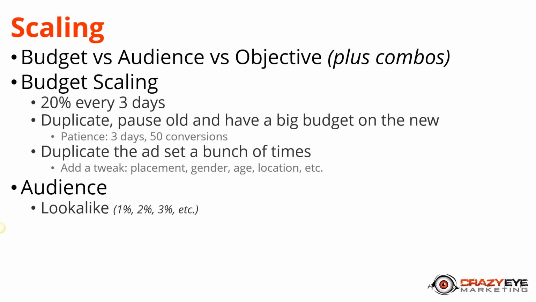And you could also scale these audience sizes. Like you could do 1% of the population, 2%, 3%, 4%, etc. So you get those larger audiences. But they look like the person that you built that lookalike audience off of. So hopefully they're a good quality audience.